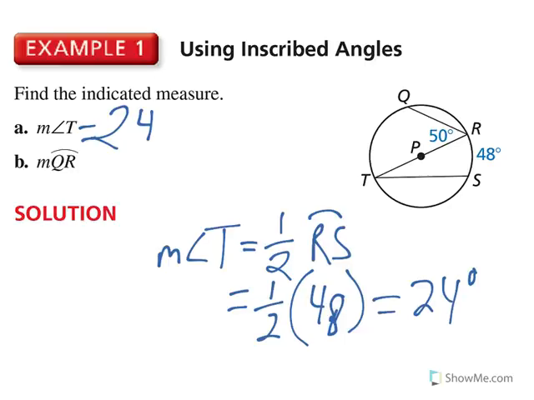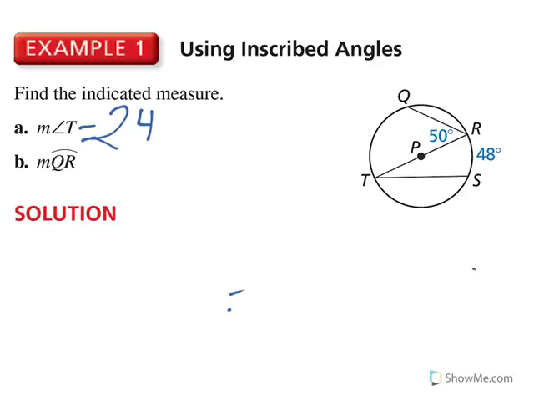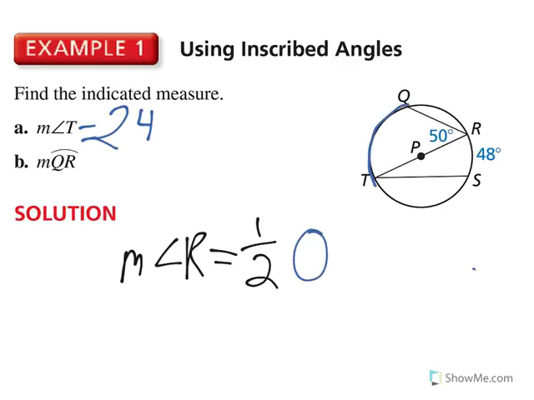We're going to do the same thing for the second one. So I'm going to erase this formula and redo it. On my second one, I have the measure of angle R. That's my angle measure. So the measure of angle R would equal half the arc it intercepts. The arc the angle R intercepts will be this arc that's across from it, QT. So I plug this in. The measure of angle R we know is 50. And so I have 50 is half of QT.